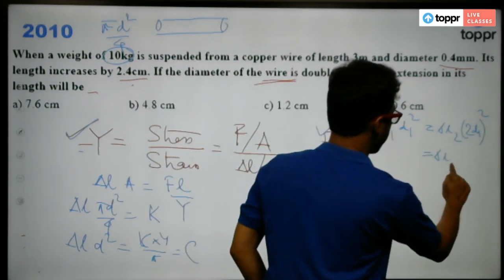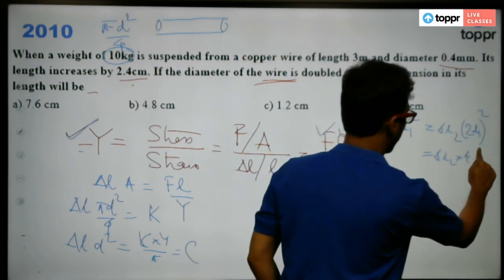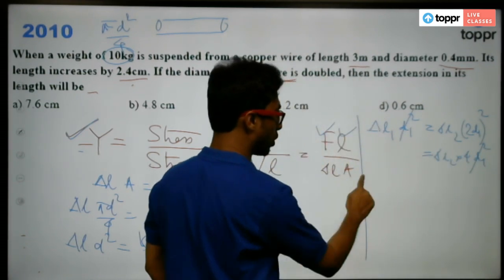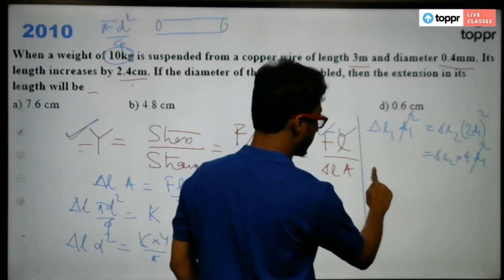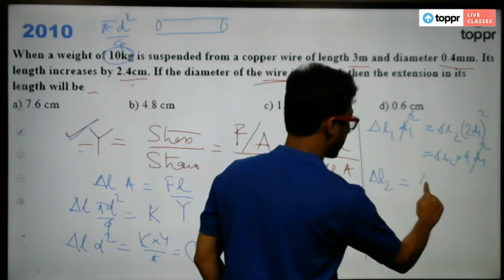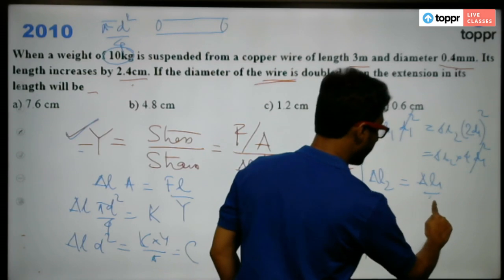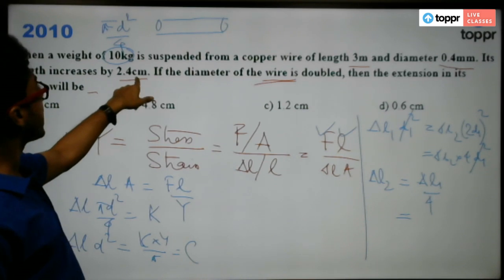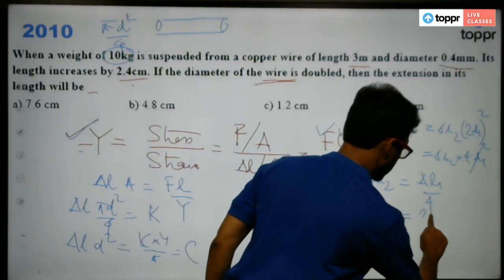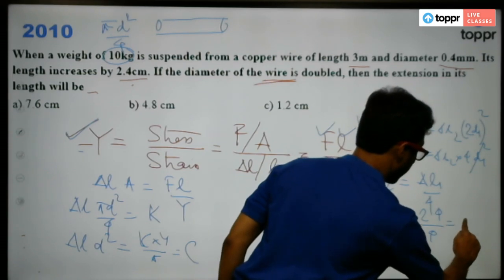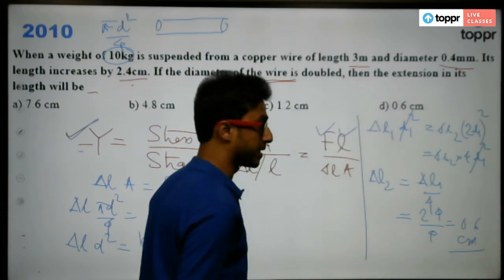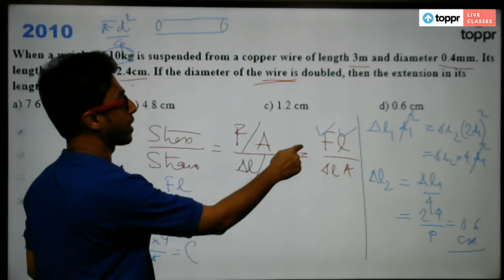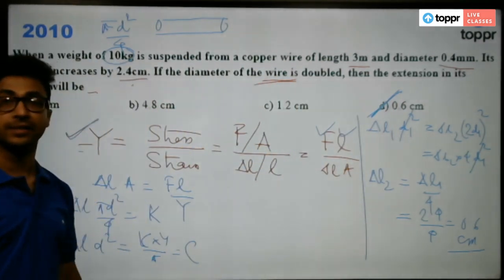See what happens then. Del L2 becomes 4D1 square, so D1 square cancels out, and this is 2, right? So del L2 becomes del L1 by 4. Now what is del L1? Del L1 is the increase of 2.4 centimeter. So it is 2.4 divided by 4, that is 0.6 centimeter. So the extension will be 0.6 centimeter, which is the answer.